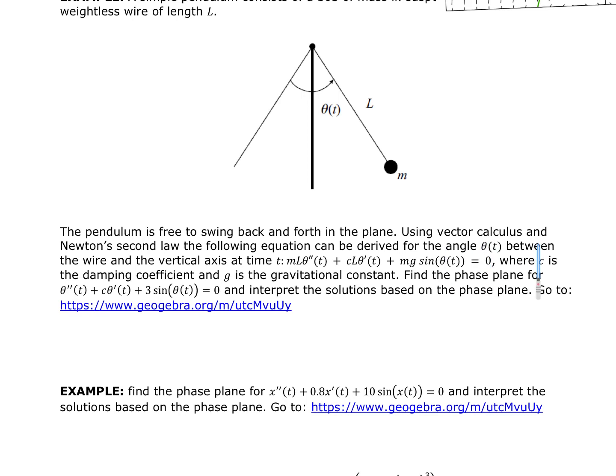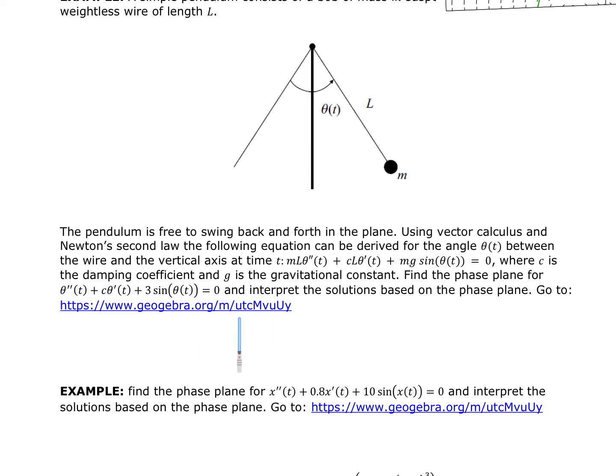Using vector calculus and Newton's second law, the following equation can be derived for the angle theta of t between the wire and the vertical axis at any given time: m L theta double prime of t plus c L theta prime of t plus m g, where that's mass times gravity, sine of theta of t, is equal to 0. Where c is the dampening coefficient and g is a gravitational constant. Find the phase plane for this and interpret the solutions based on the results.